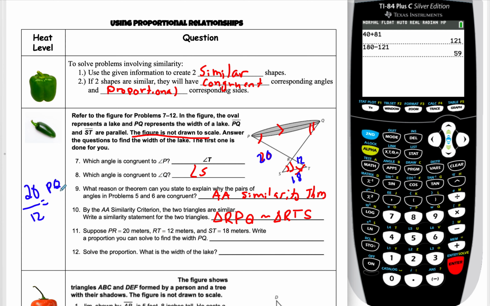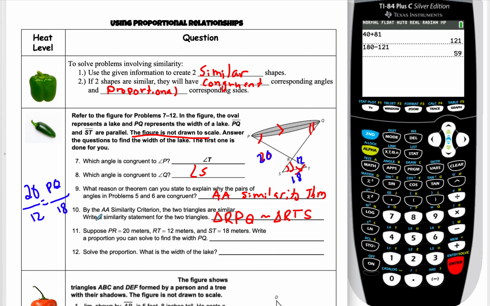PQ is the side we don't know because that's the bottom of this one. And 18 is the bottom of the other one. The reason we say they're not drawn to scale is so that you can't say, look, 12 is like a third of this, 18 is like a, so it's got to be 18 times 3. You don't assume things like that.